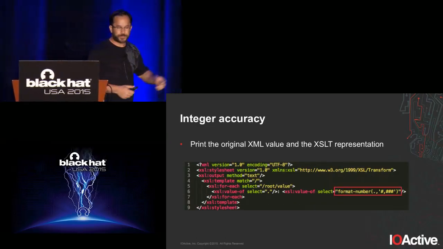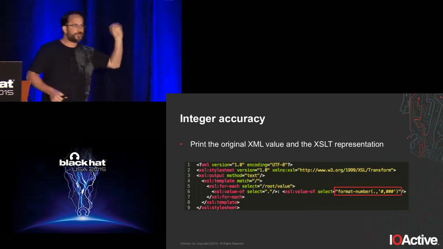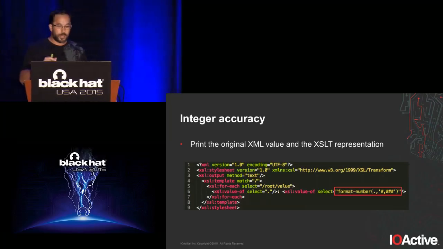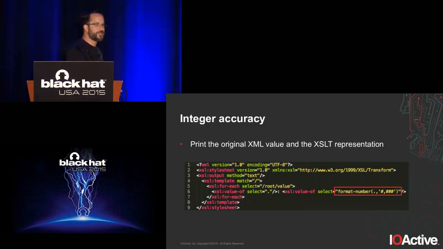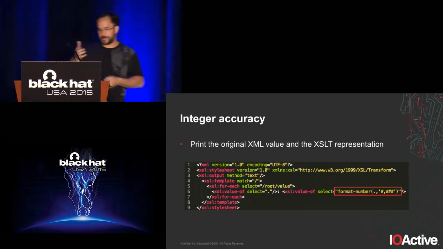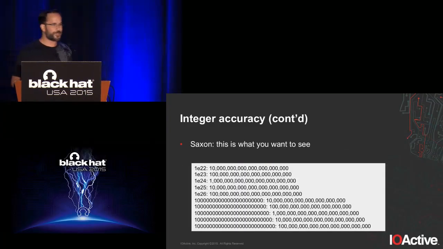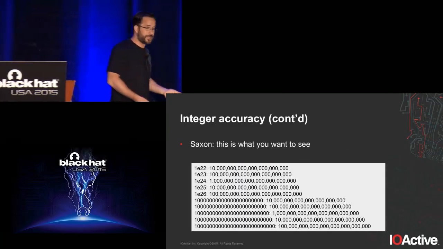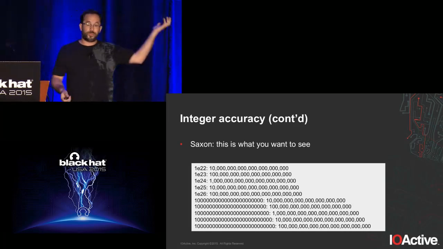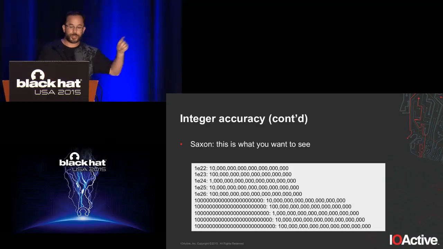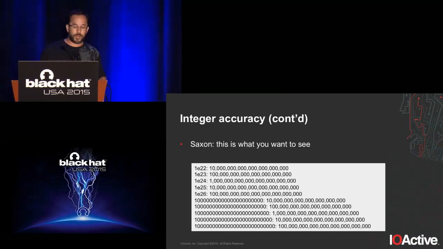So for that matter, what I'm trying to do first is to print the original value and then print the XSLT representation of that. This function, format-number, puts a comma every 3 positions, so numbers will be more readable. So this is what you're expecting to see when you're running this, and Saxon did it. First you have the original number, 1E22, that's the number 1 followed by 22 zeros, and that's what you get.